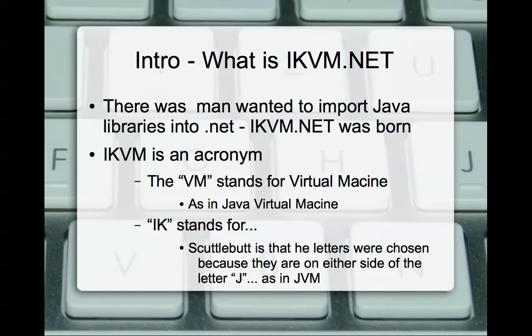As to what it is and how it came to be, just a brief background to the source of this thing. Once upon a time, there was a guy who wanted to use Java libraries in .NET, and then he made this thing. The interesting thing about the acronym for this is the IK doesn't actually stand for anything. It actually stands for J. So JVM, Java Virtual Machine .NET.